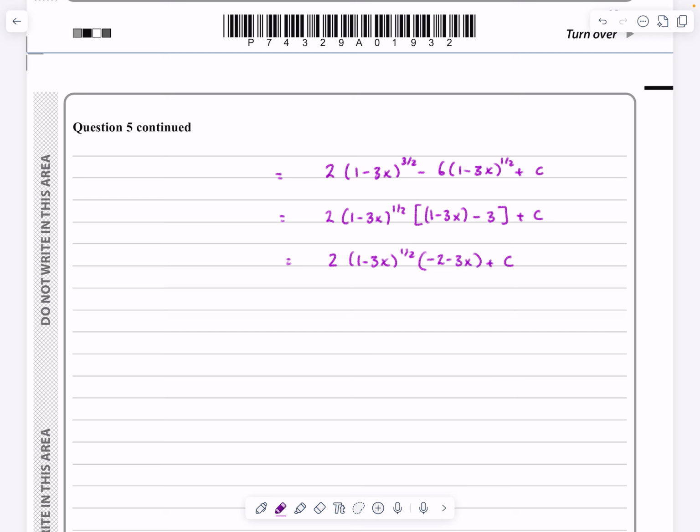plus c. And if you go back and look at the answer, all they've done now is they don't want that to be minus 2 minus 3x, so they've taken the minus out the front, minus 2, then I've got (1 minus 3x) to the half, (2 plus 3x), or 3x plus 2, doesn't make any difference, 3x plus 2 there, plus c, and then that's actually in the correct format as to what we wanted there.